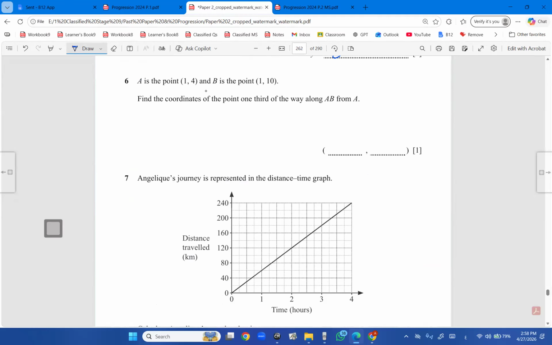A is the point (1, 4) and B is the point (1, 10). Find the coordinates of the point 1/3 of the way along AB. To find 1/3, this is the rule in general for any question. To find 1/3 of the line, to find 2/5 of the line, to find 3/4 of the line, to find any fraction of the line, but not half, because half is the midpoint. We know how to find the midpoint.